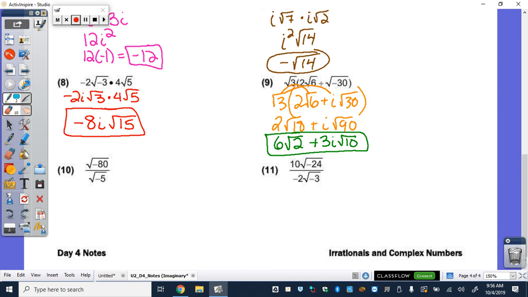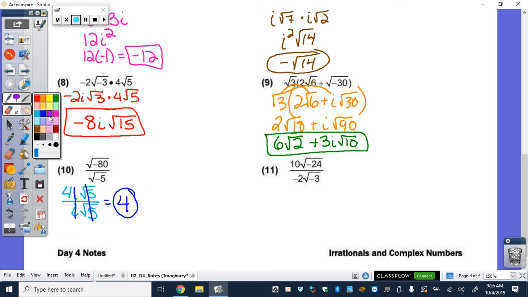So then our last one there, again, what's the perfect square that goes into 80? 16. So we got 4i radical 5. Bottom, all you can take out is an i, so i radical 5 for your denominator. So now what can we cancel? The i's can cancel, and the radical 5s. So our answer for that one is 4.